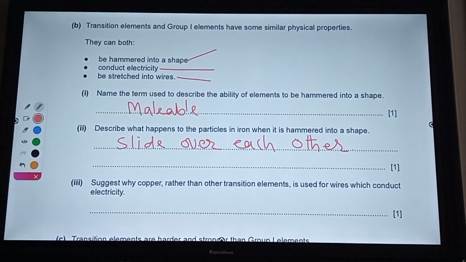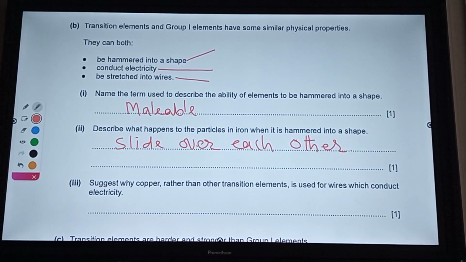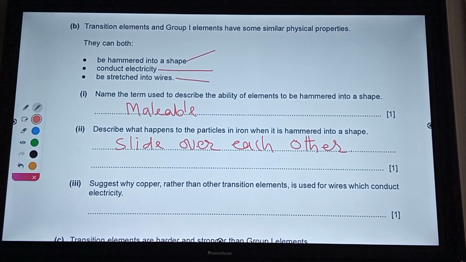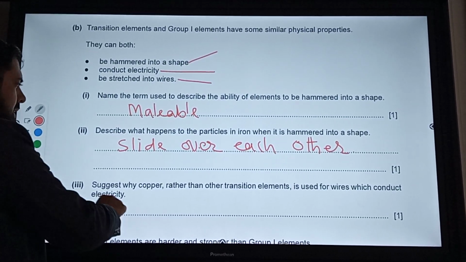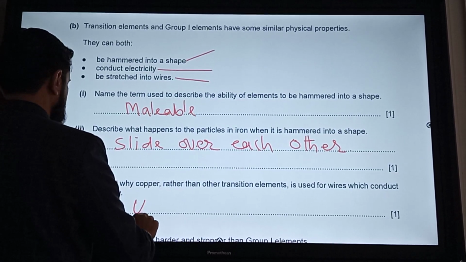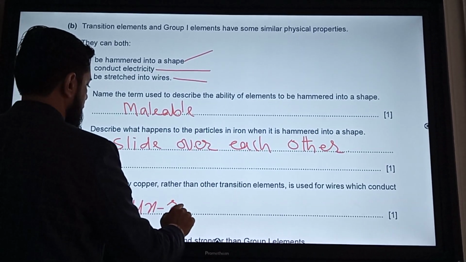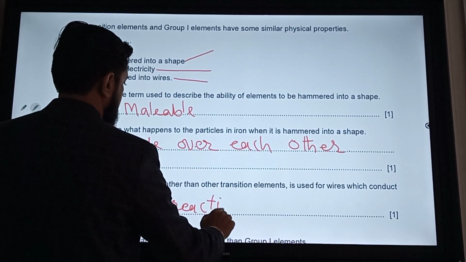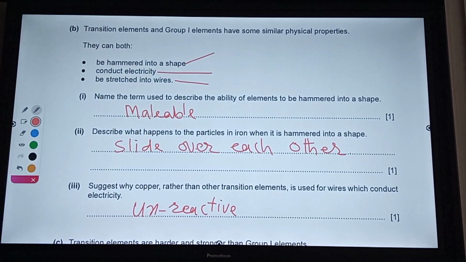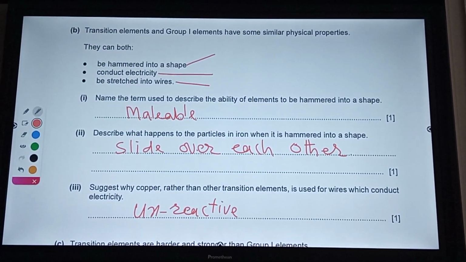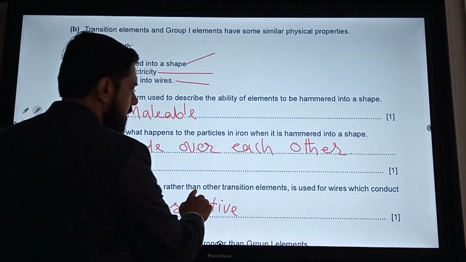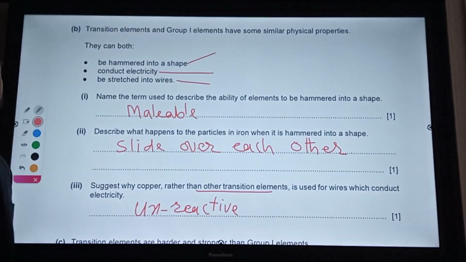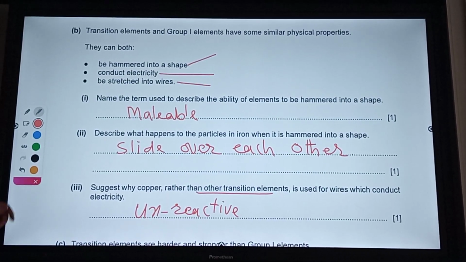Next, suggest why copper rather than other transition elements is used for wires which conduct electricity. So here we can say due to its unreactive nature. But remember, it is not unreactive like a noble gas. But as compared to other transition elements, it is comparatively unreactive. Understood?